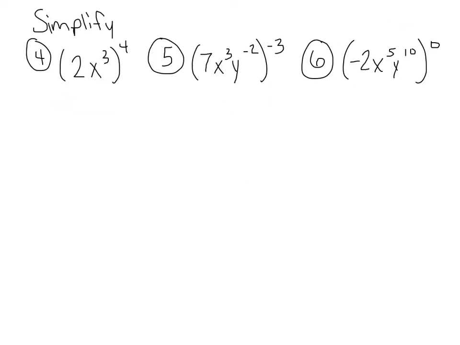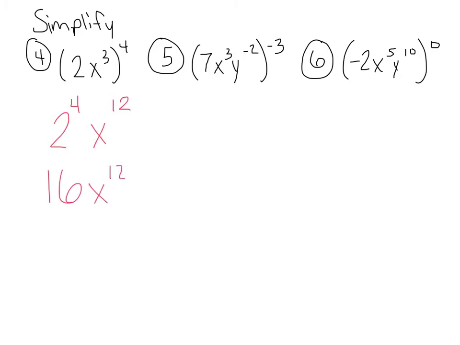2x to the third to the fourth. It's just kind of like distributing, but you're distributing a power. So this isn't 2 times 4. It's 2 to the 4th. And x, 3 times 4 is 12. Okay? And then 2 to the 4th, 2 times 2 times 2 times 2 is 16x to the 12th.